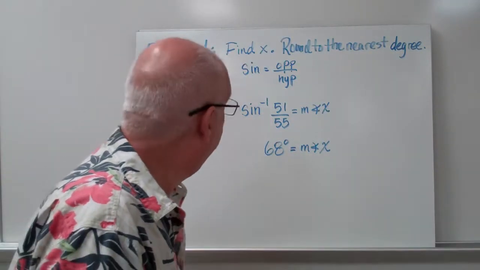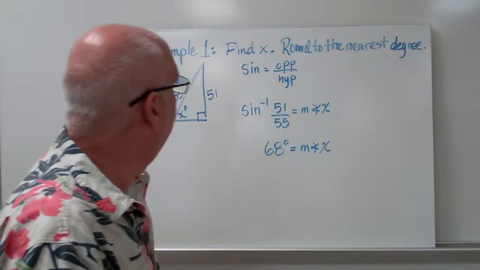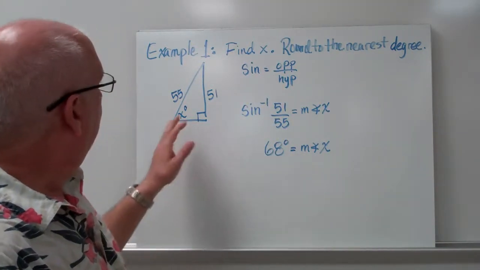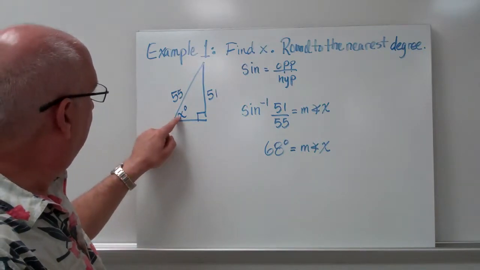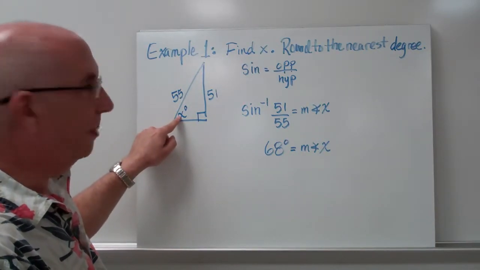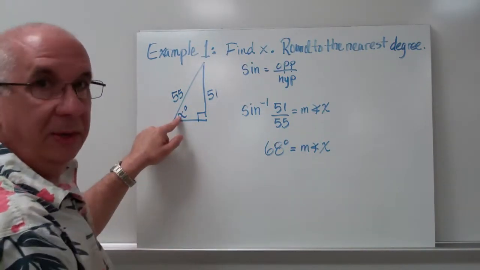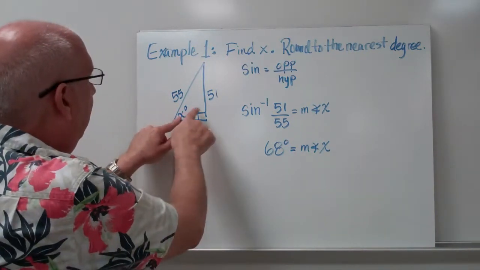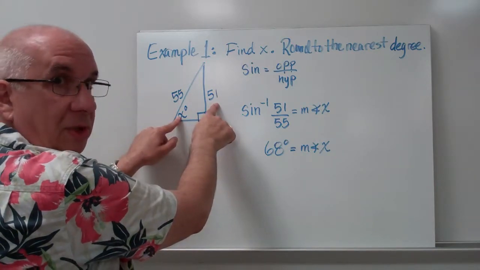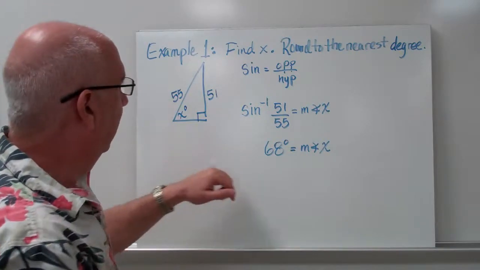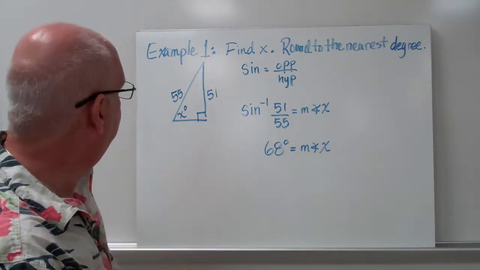First example is sine. Remember, sine is opposite over hypotenuse. You ask yourself, put your finger on the angle, is the hypotenuse involved? Here's the hypotenuse, it's involved. So it's either sine or cosine. So, is this the opposite or the adjacent? This is opposite, so it is sine. And it's going to be the inverse sine.